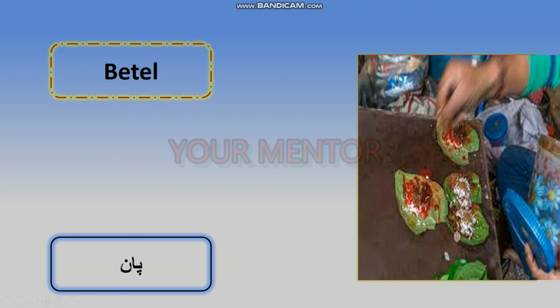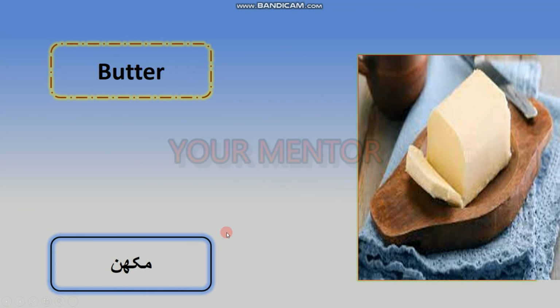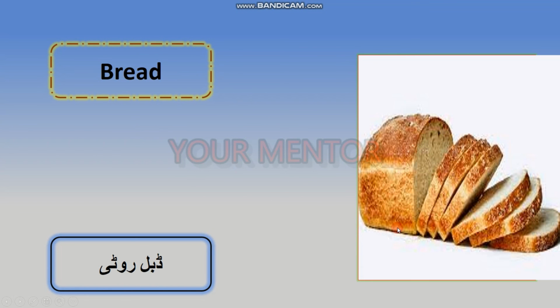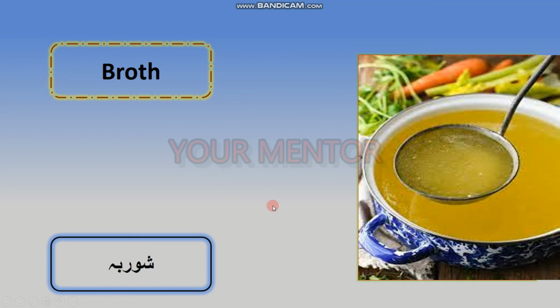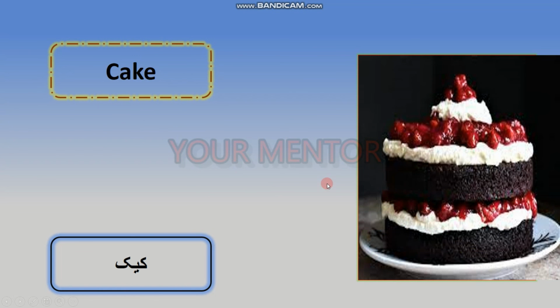Betel means pan. These are betel leaves. We call it pan. Butter means makhan. This is the picture of butter. Bread means double roti. This is bread. Broth means shorba. Cake means cake, simple, cake.